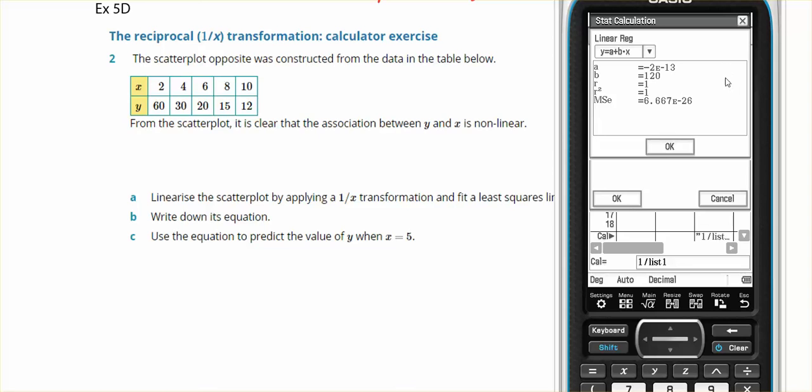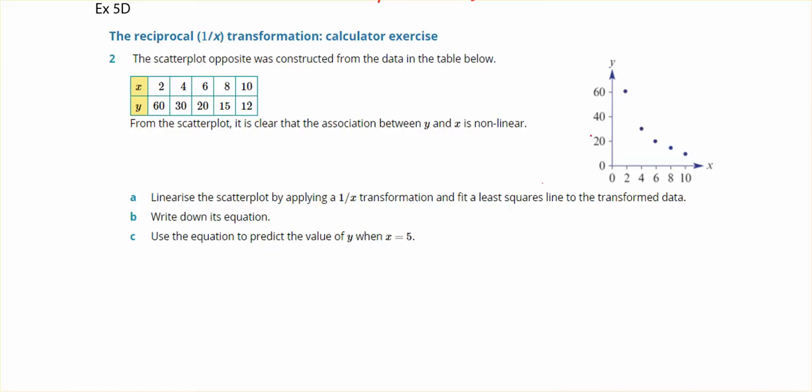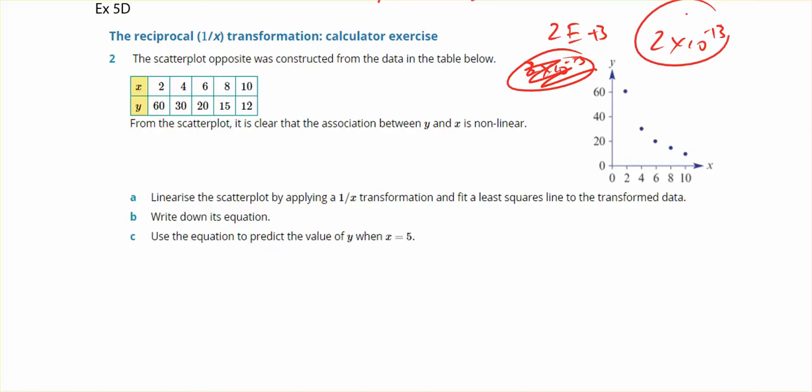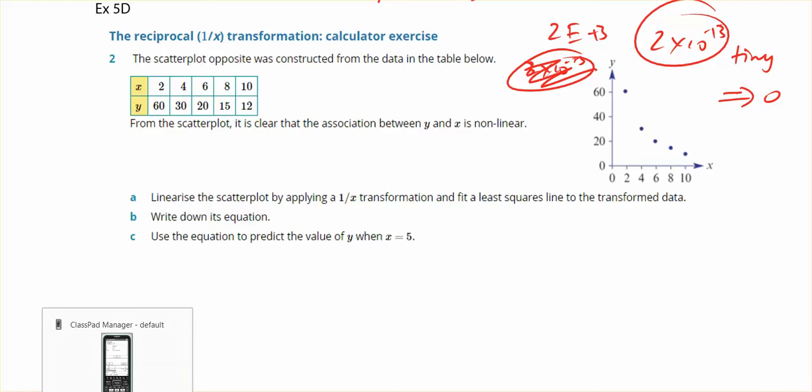And now I suppose what's confusing to a lot of people is that 2e to the negative 13. 2e to the negative 13 basically means 2 times 10 to the negative 13. That's a very, very tiny number, so it's essentially 0. So it's roughly equal to 0. When you get something that small, you can practically ignore it.